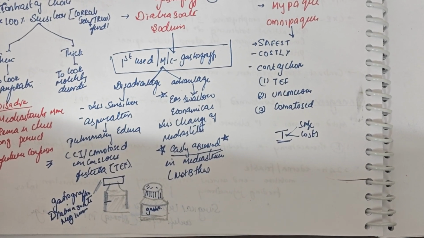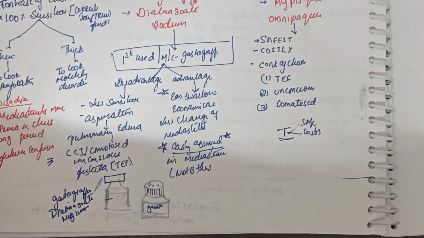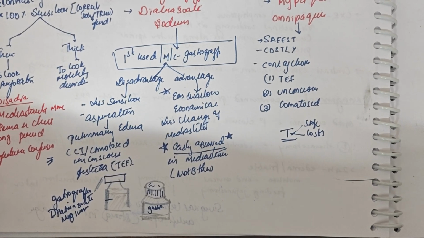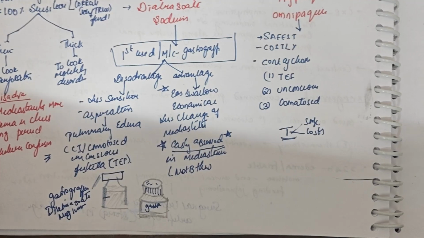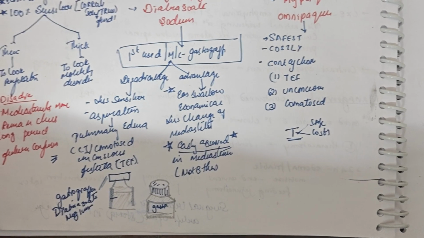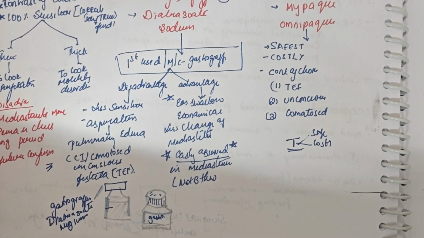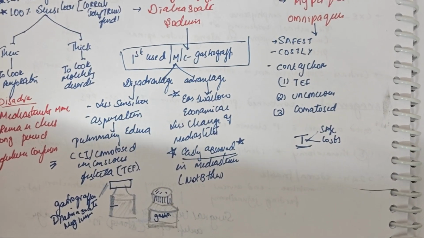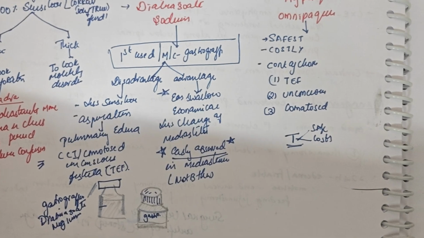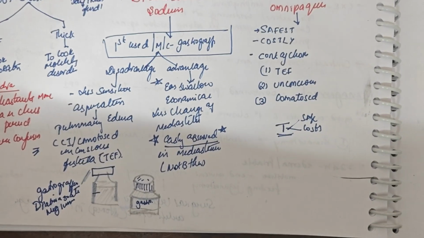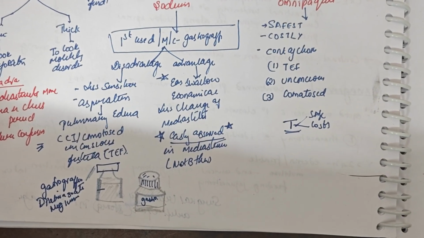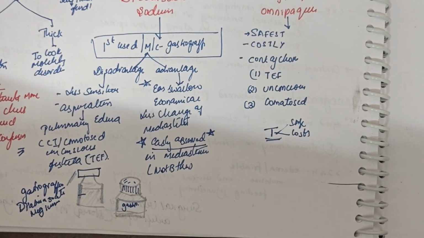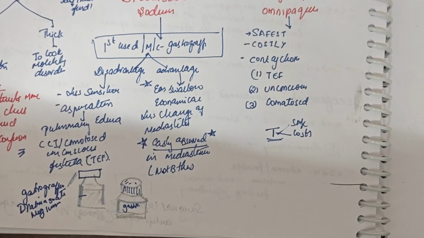So that is the reason it is contraindicated in comatose, unconscious, or fistula cases. Aspiration happens with gastrographin, and once there is aspiration there can be pulmonary edema. So it is contraindicated in comatose, unconscious, and fistula patients. That is the disadvantage. The advantage is important to understand.